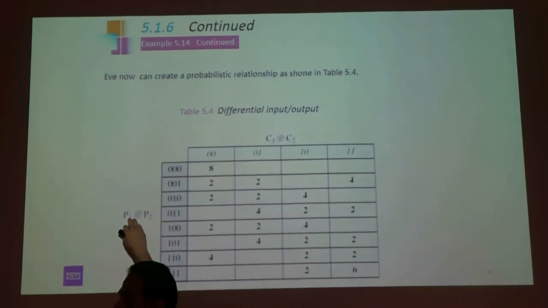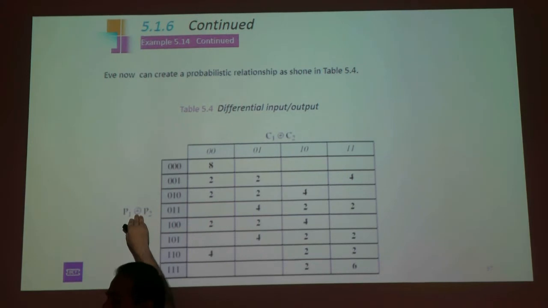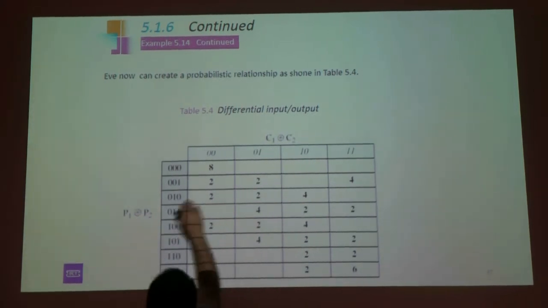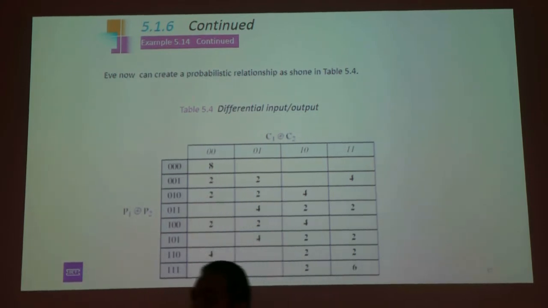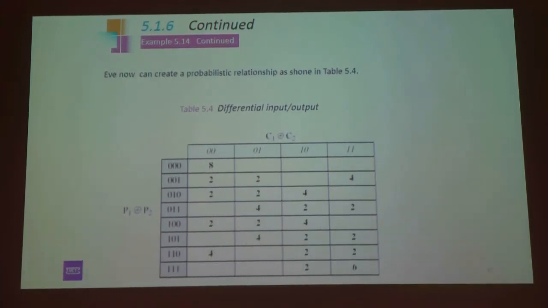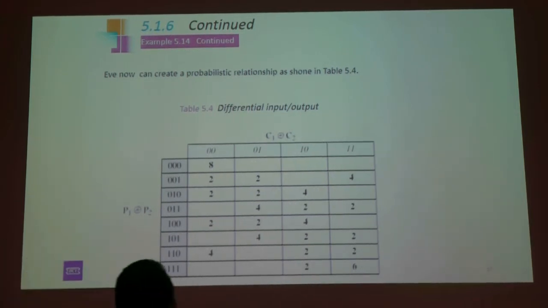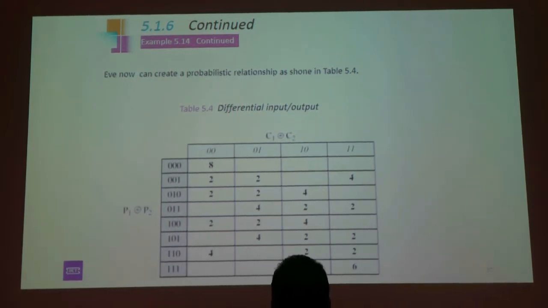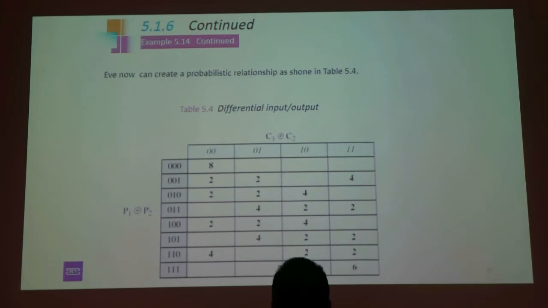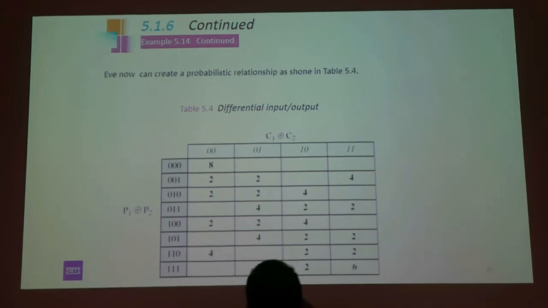3 bits. When I XOR them together, how many bits will I have? 3. What is the output? The cipher, which is 2 bits. If I XOR 2 ciphers, how many bits will I get? 2 bits, right? All right. So how many options will I have?